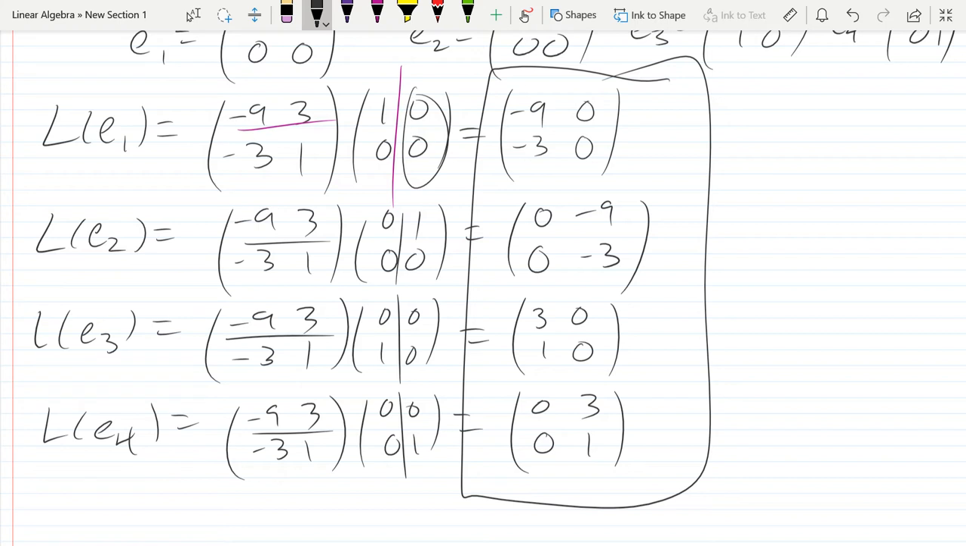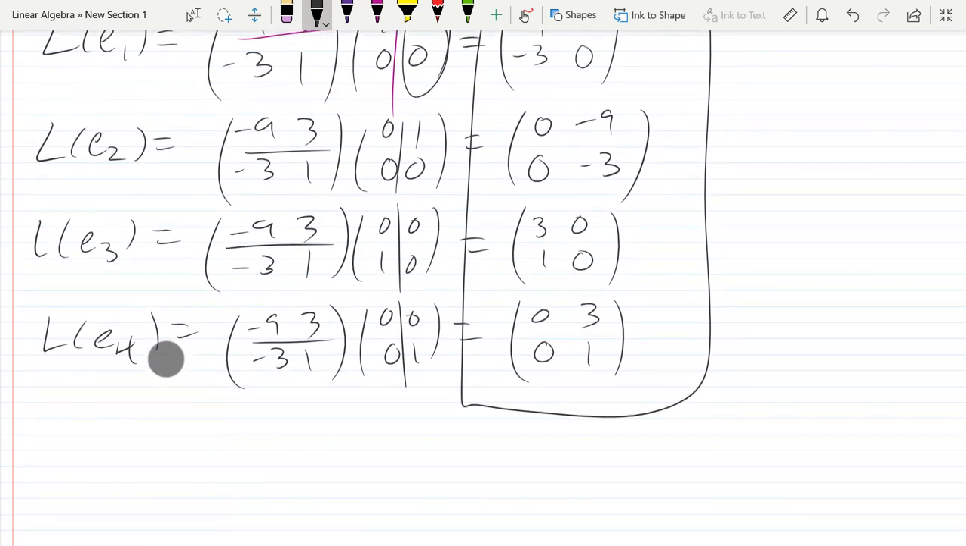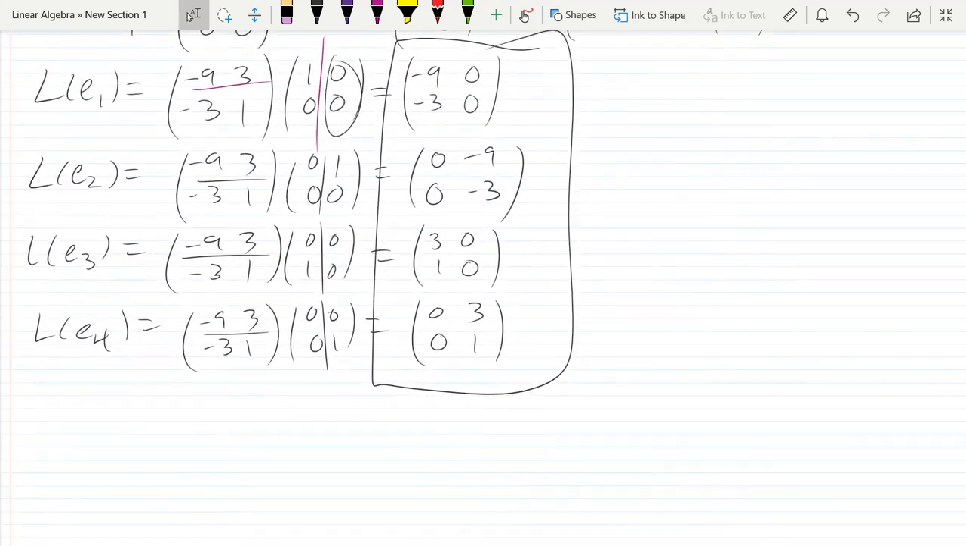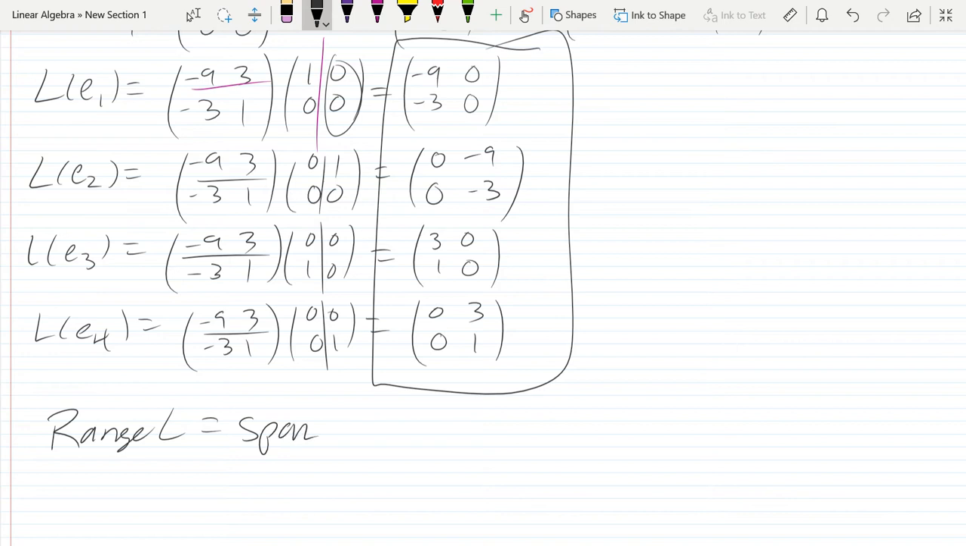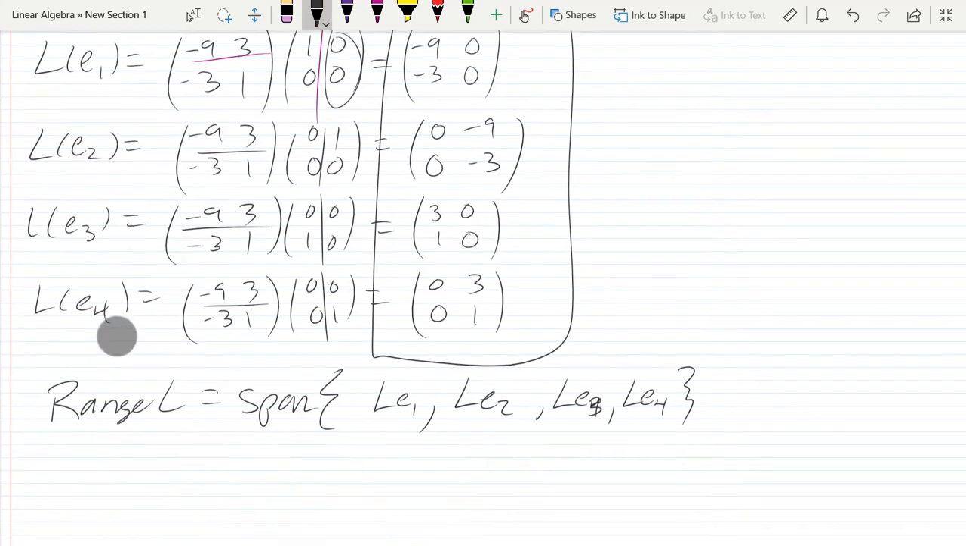Now normally, I can just write down the range is the span of these vectors. Range of L is the span of all these vectors right here. So I'll just write L(e1), L(e2), L(e3), and L(e4). It's faster than writing all the entries in here.